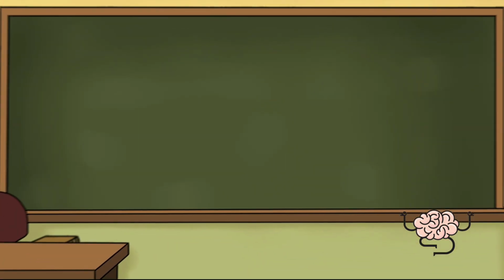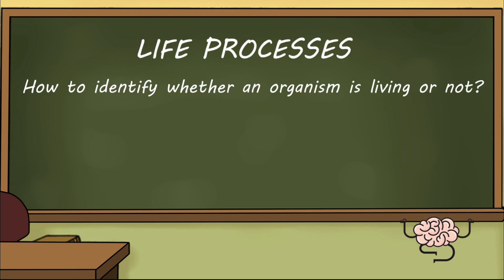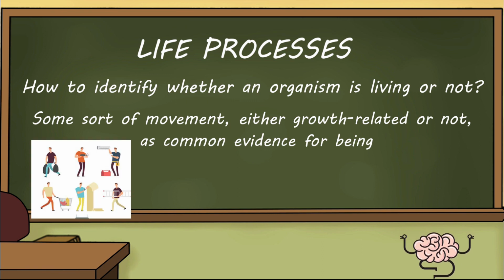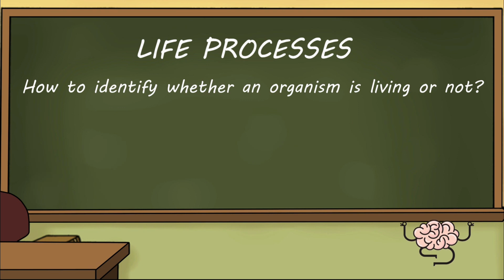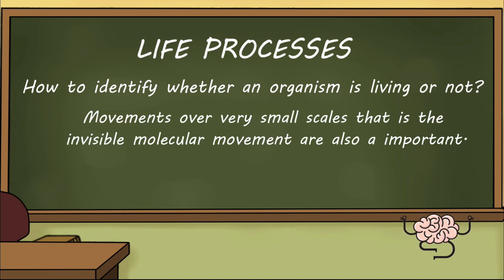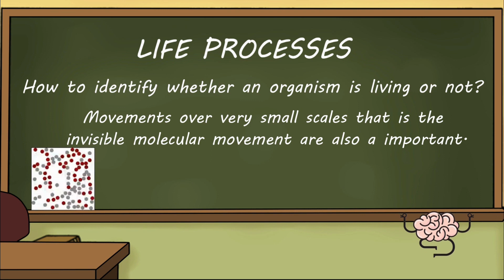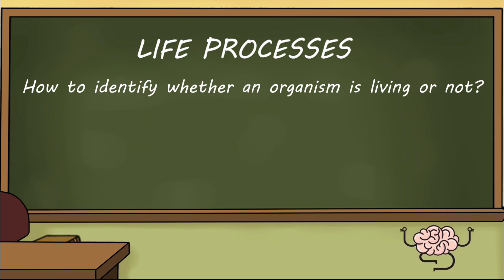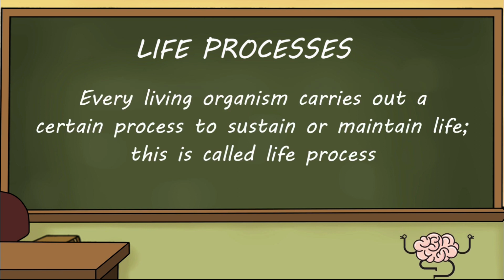Now let's start the biology lesson. How to identify whether an organism is living or not? We tend to think of some sort of movement, either growth related or not, as a common evidence for being alive. That alone is not enough. Movements over very small scale, that is, the invisible molecular movements, are also important criteria to decide whether an organism is living or not. Every living organism carries out a certain process to sustain or maintain life. This is called life processes.